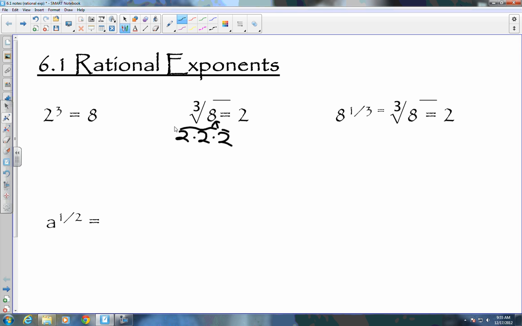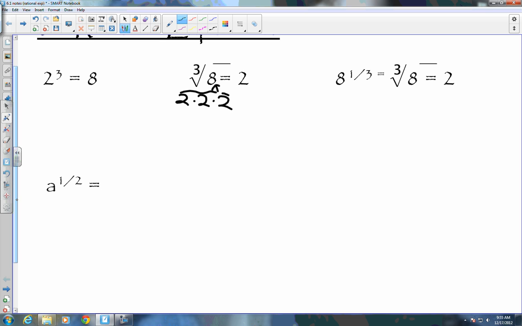Okay? So if I am given something with a rational exponent, and I want to change it over to radical form, I have a to the 1/2. How would I write that in radical form? Square root of a. So the first problems you're going to do on your assignment, that's what you're going to be doing. They'll give it to you in radical form and you write it in rational form, or they'll give it to you in the rational form and you write it in radical form. So the first few problems, that's all you have to do on your assignment.